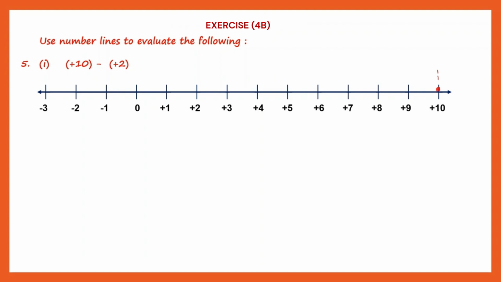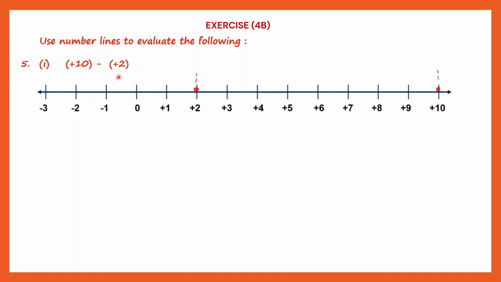Then let's mark plus 2. Plus 2 is also marked. So we have marked plus 10 and plus 2. So this is the first step that you need to do. You have to look at the two integers given and mark them on the number line given. And because it's a subtraction, these are the steps that we have to follow.